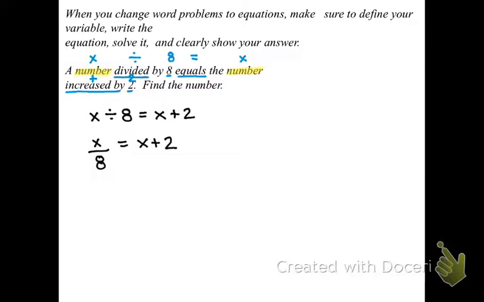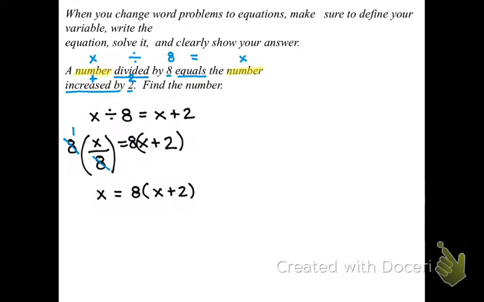Okay. So we've got to solve this equation now. We have a fraction, and we've learned that in order to get rid of those fractions, we can multiply by our least common denominator, which by default in this case is going to be 8. So let's multiply by 8. That's going to allow us to cross-reduce here. And we will be left with 1 times x, which is just x, equals 8 times the quantity x plus 2.